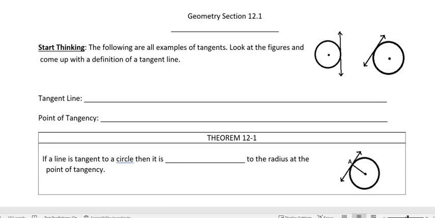Alrighty, we are in chapter 12 right now. As you know, we did the 2 sections of chapter 10 because they had to do with circles as well. And now we're jumping into chapter 12. So today's lesson is called tangents.